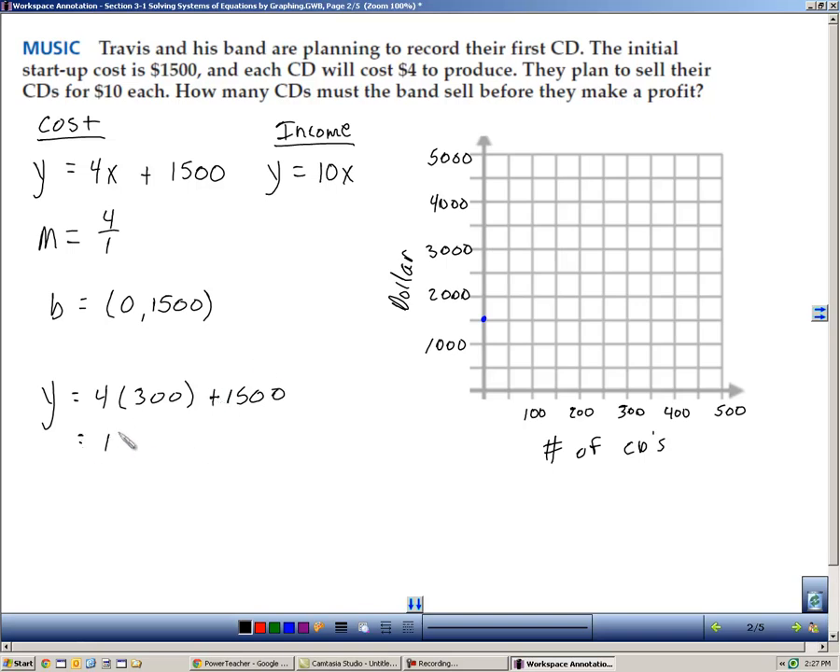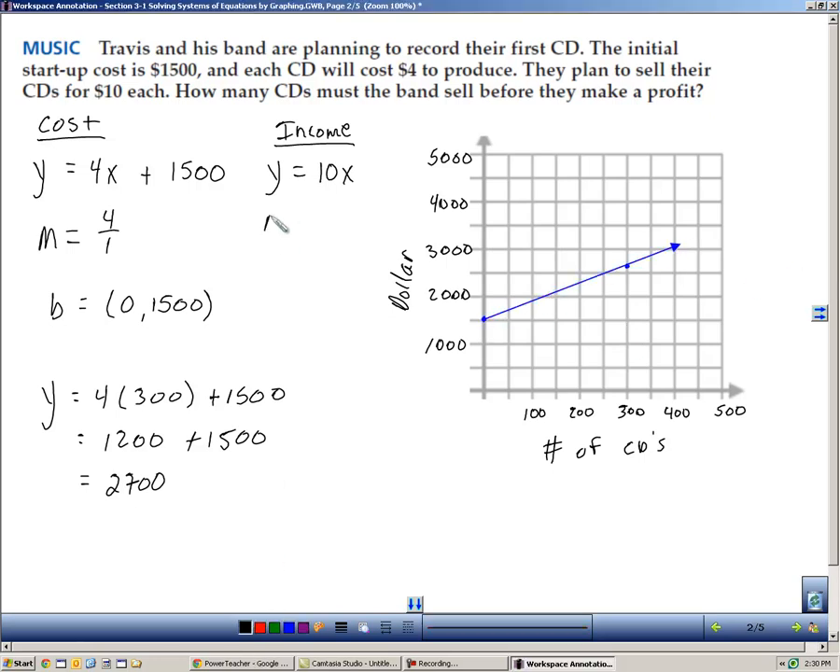So this will be 1,200 plus 1,500. So 2,700 is the final cost if they make 300 CDs. So I'm going to get 300, 2,700. Well, 25 is there, so 27 about there. I'm going to graph that line.